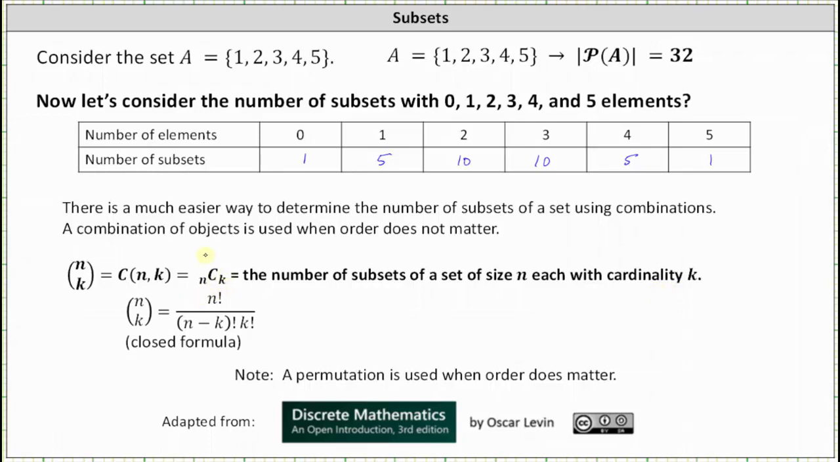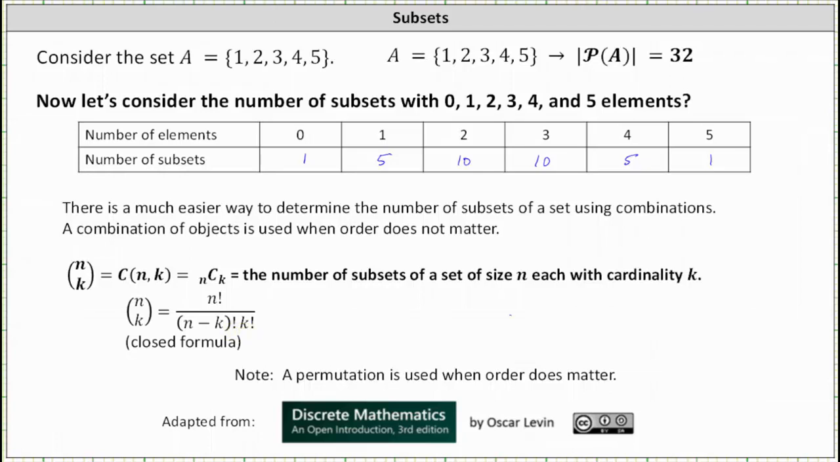So again, n is the number of elements in the original set, and k is the cardinality or size of the subset. And we define n choose k, or n items chosen k at a time, as n factorial divided by the product of n minus k factorial and k factorial.